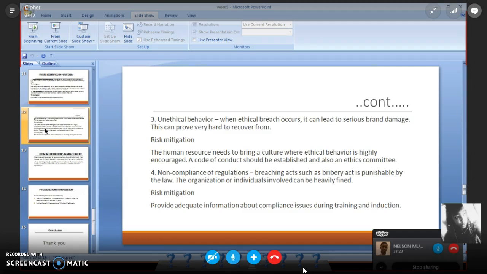The last risk is non-compliance with regulations, and any organization that breaches compliance with regulation in a way that they engage in bribery, then the law must take its full course. And the mitigation for that is to provide adequate information about compliance issues during the training and induction.